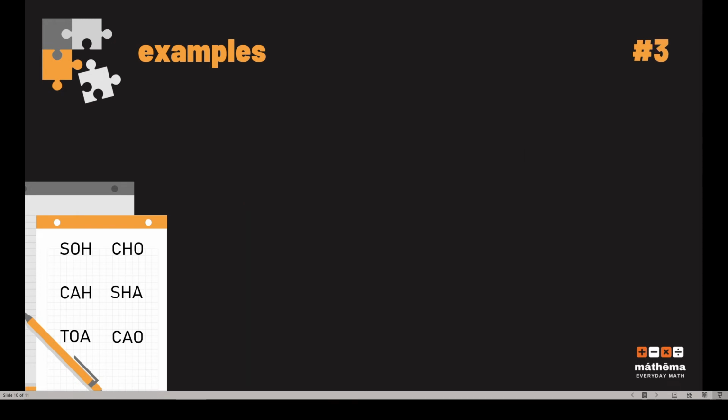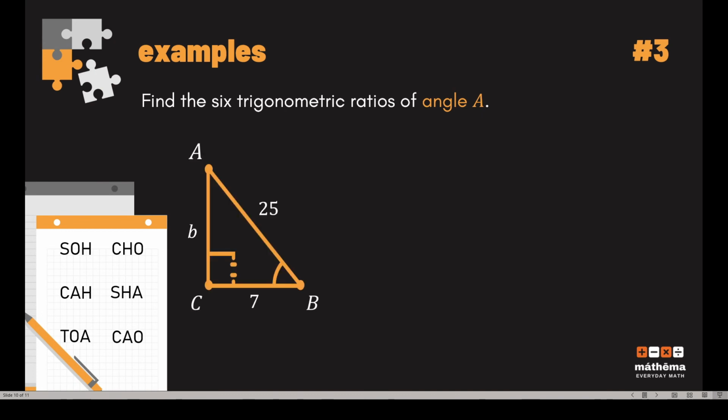Now let's proceed to example 3. Find the 6 trigonometric ratios of angle A. Now what if you are given this triangle? There is no value of our height. As you can see, we have the hypotenuse, which is 25. We have the base, which is 7, and the value of B, the height of the triangle, is unknown. So how do we solve this problem?